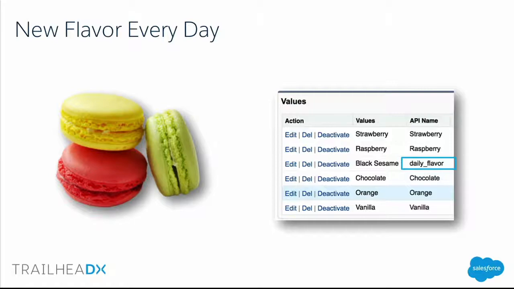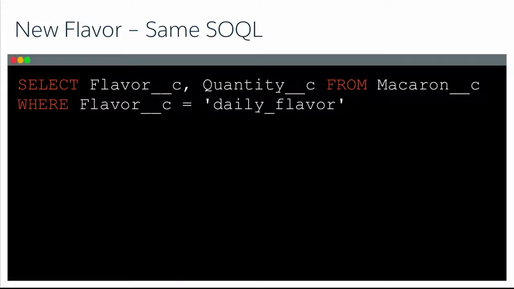So right now, each picklist value has a label and an API name. An API name is something that stays and doesn't change that often, versus a label, which you change more often, based on your marketing department, based on your business needs. And in her case, she has a picklist with API name daily flavor, and she can change that label daily based on what flavor she wants to promote. Pretty cool. And a new flavor doesn't mean that she needs to update any of her SOQLs.